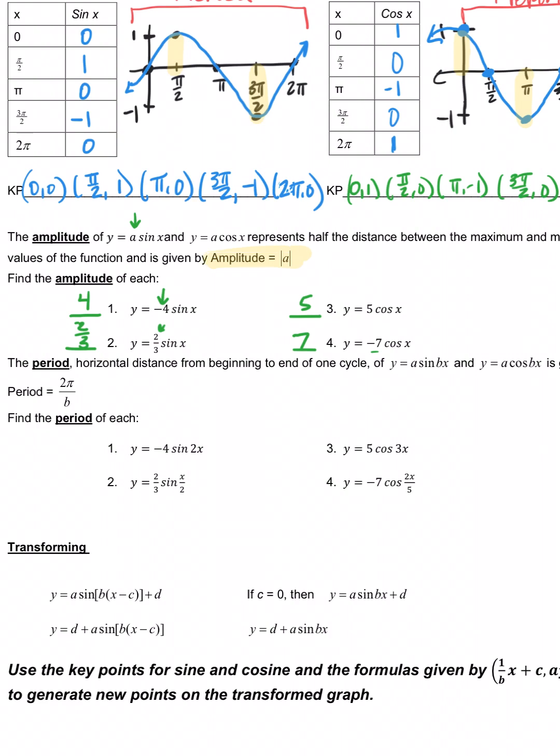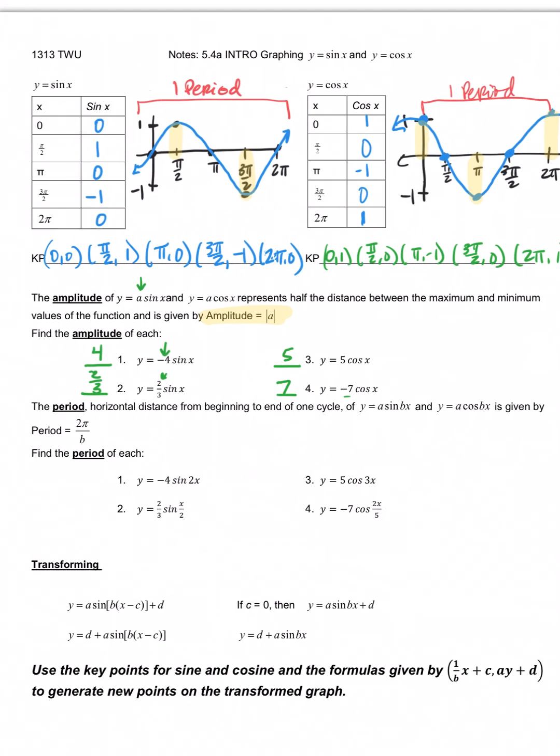Okay, there's your amplitude. Now, let's change over to something called the period. We've kind of talked about this up here. The period is the section that just keeps repeating. How long of a distance on the x-axis does it take to start repeating? All right. Now, definition-wise, it says it's the horizontal distance from beginning to end of one cycle, where y equals a sine bx and y equals a cosine bx is given by this.